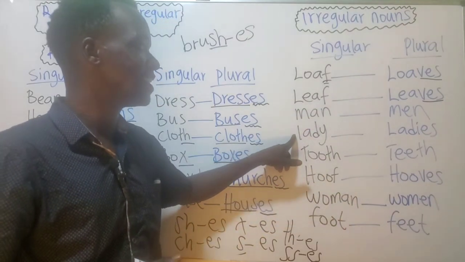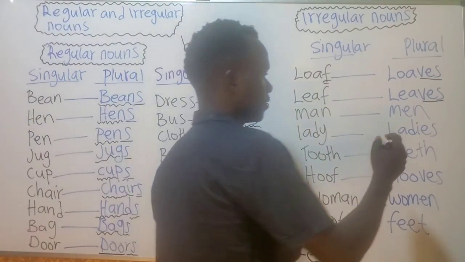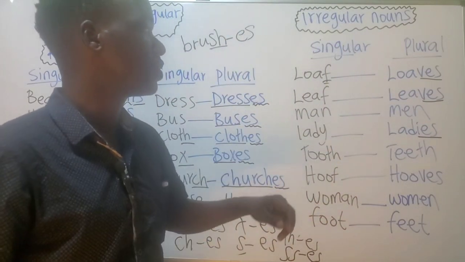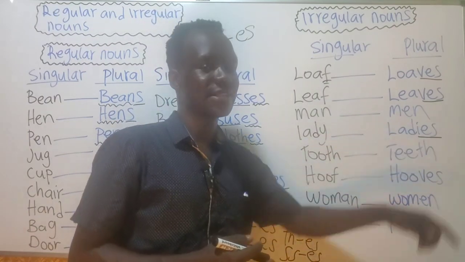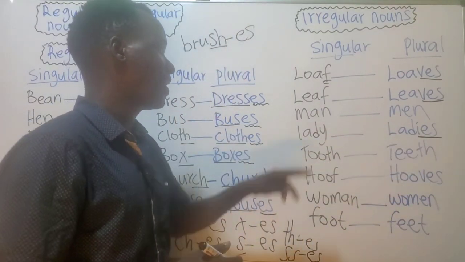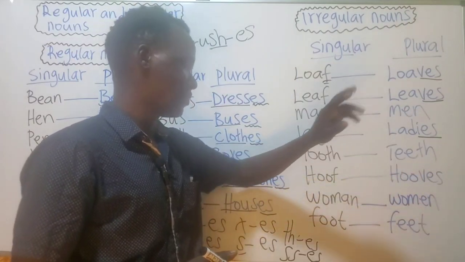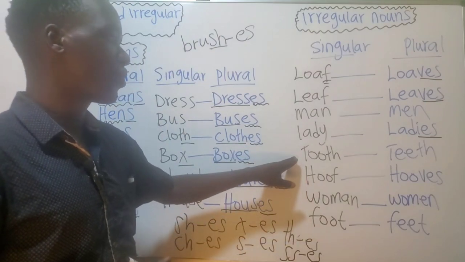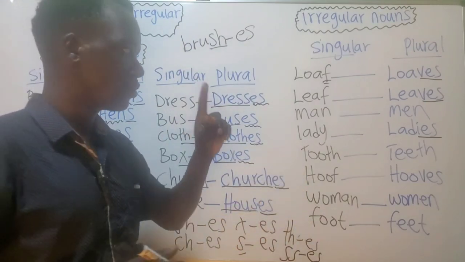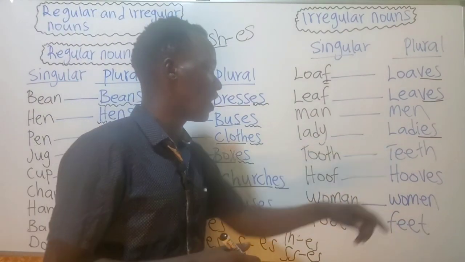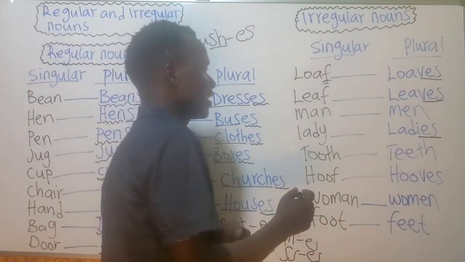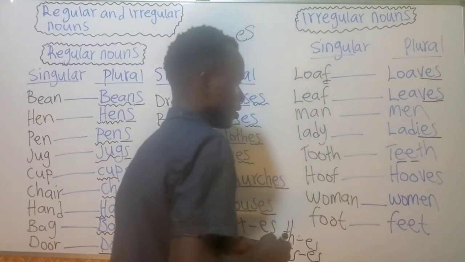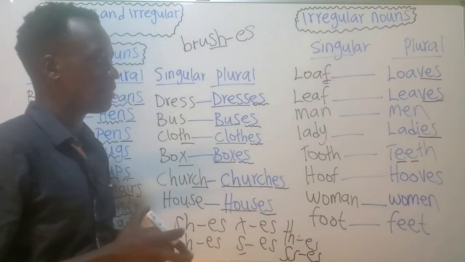And then lady. Lady also changes, okay? You can see Y is gone. Y is gone. Replaced with I-E-S, okay? Ladies, okay? Lady, ladies, okay? By removing Y and adding E-S. Tooth, one tooth. And then plural, we have teeth. You can see that double O has become double E, okay? Double O has become double E.